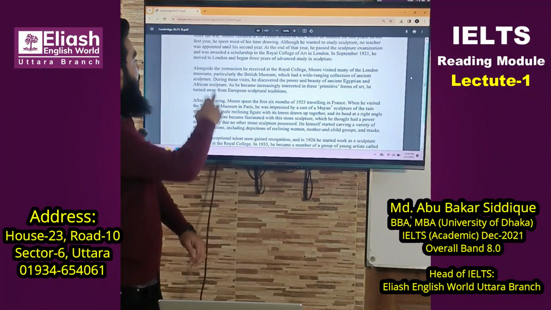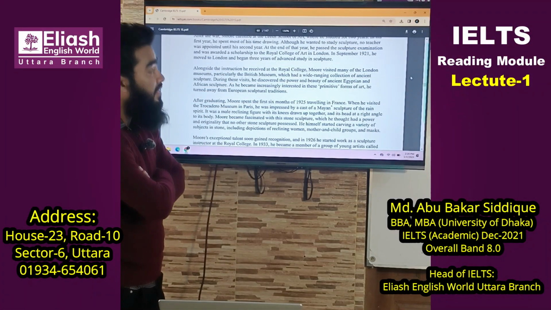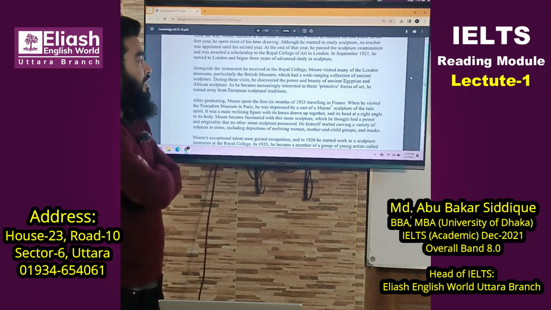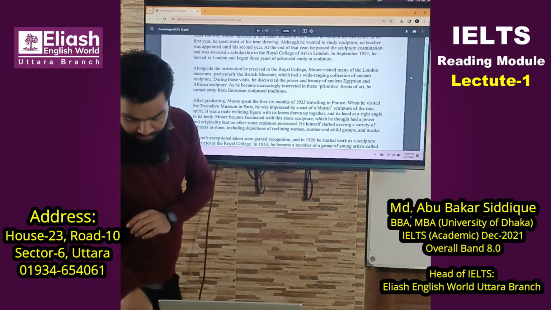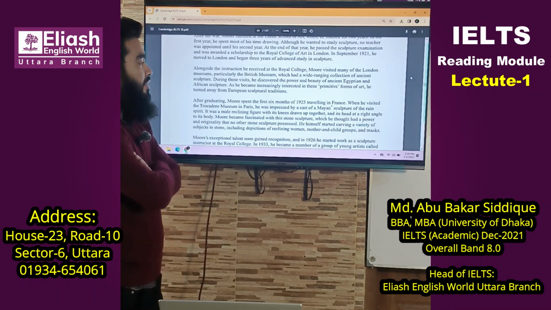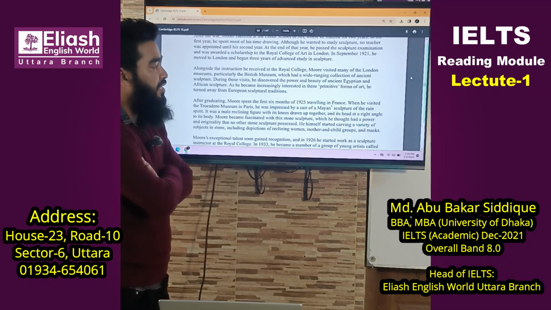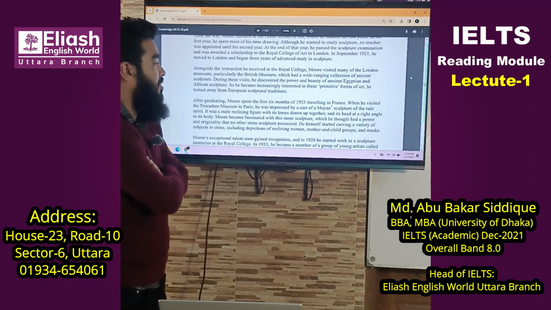including depictions of reclining women, mother and child groups, and masks. Alongside the instruction he received at the Royal College, Moore visited many of the London museums, particularly the British Museum, which is our clue given in the question, London Museum, which had a wide-ranging collection of ancient sculpture. During these visits, he discovered the power and beauty of ancient Egyptian and African sculpture. As he became increasingly interested in these primitive forms of art, he turned away from European sculptural traditions.